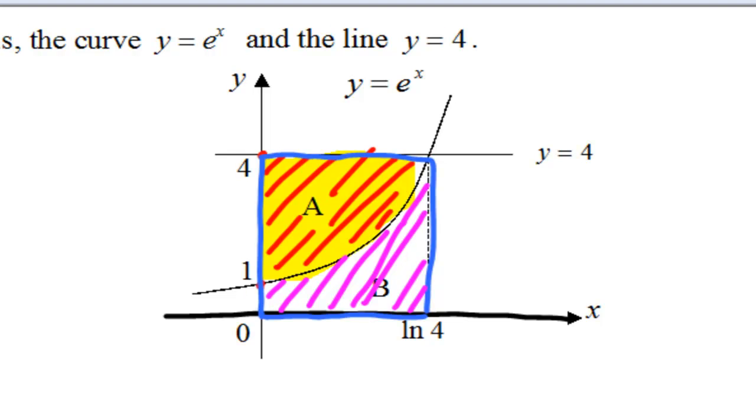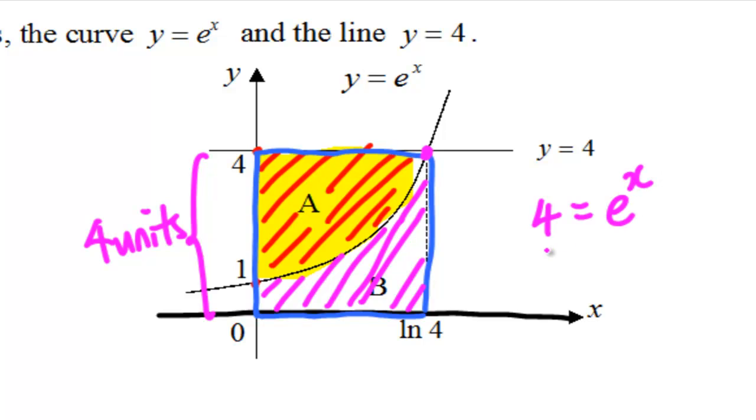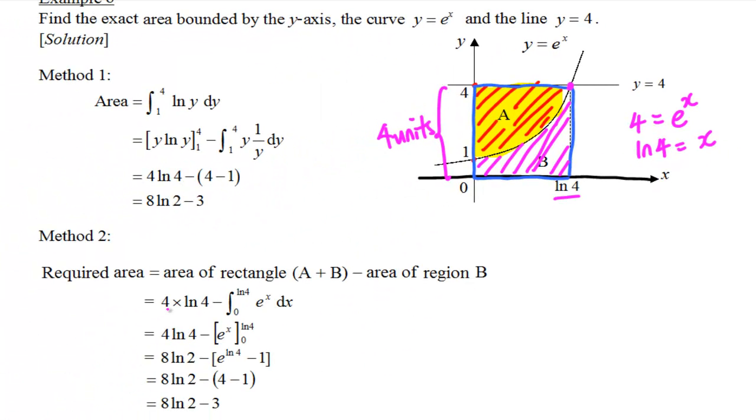So how do I find the area of this rectangle in blue? I'm going to take the height times the length. The height is obviously of a length of 4 units. And the length itself, although it's written as ln 4 here, how do we actually get ln 4? Simply, we sub in when y is 4 and look for the x value. So when y is 4, take ln on both sides, I'll get x equals ln 4. That's the reason why this is ln 4. So the area of this rectangle is simply 4 times ln 4.